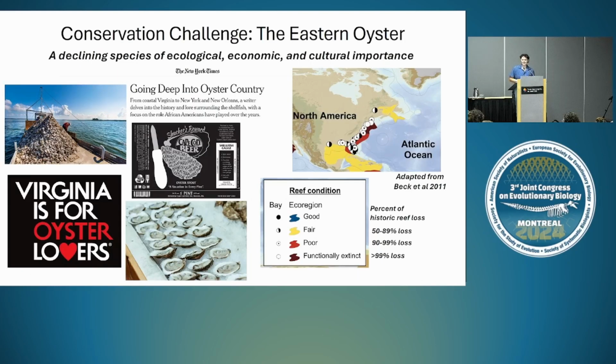So I'm going to talk about this in the context of our conservation challenge for today, which is the eastern oyster. It's a declining species of ecological, economic, and cultural importance to Canada, the United States, and Mexico. So the eastern oyster naturally ranges along the Atlantic and Gulf coasts. And as we can see, we've lost a great majority of the historic reefs for this species. Along the Atlantic coast, we've lost upwards of 90% of the historic abundance.